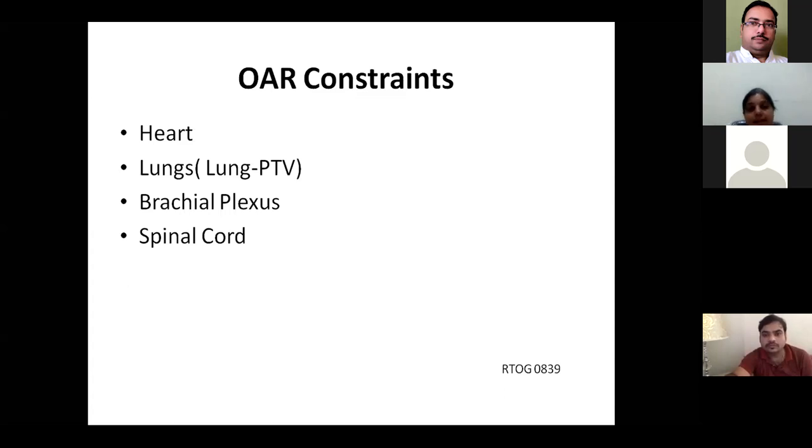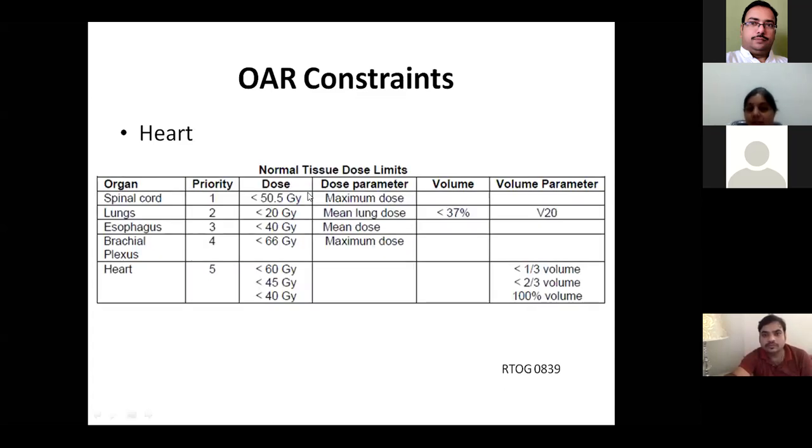For the cord, the dose is 50 gray, but we generally accept 45 gray. The mean lung dose should be less than 20 gray. V20, that is lung minus PTV, should be less than 35%. If you're using concurrent taxanes, it's better to be safer. You can keep it less than 30%.